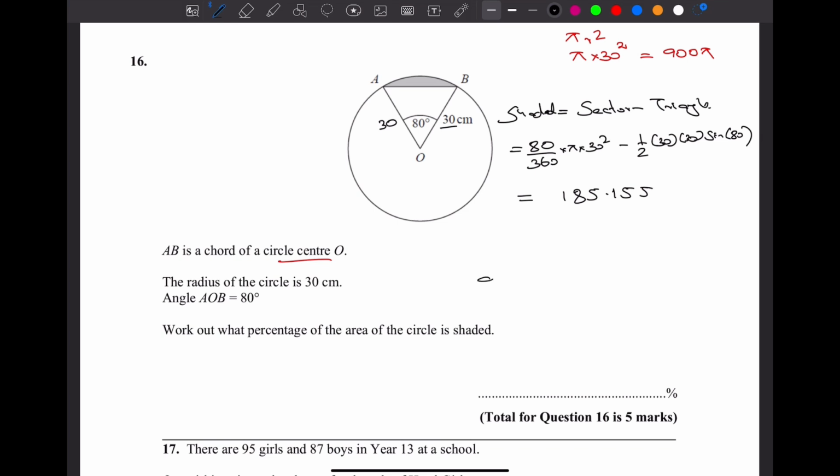Then 900 pi is the full area, and then how much is the shaded area? The percentage of shaded area: the shaded one is 185.155 times 100 divided by 900 pi. There you go. That gives 6.55%. It doesn't say how many decimal places, so I'm just going to put 2. 6.55%. If it was 1 decimal place, I think the answer is 6.5. Just make sure. Okay.